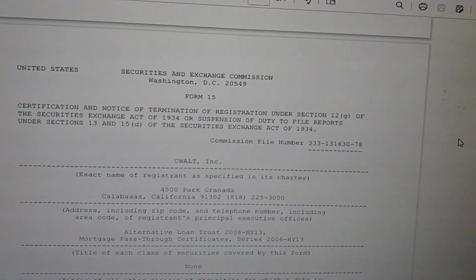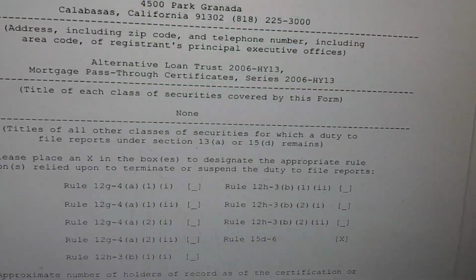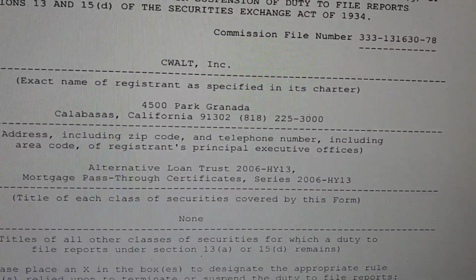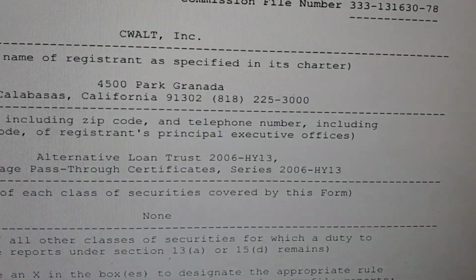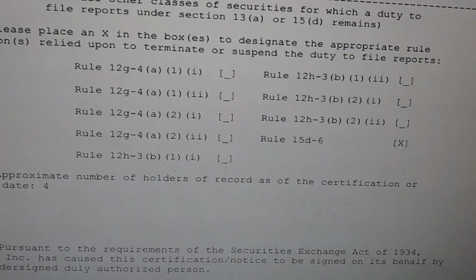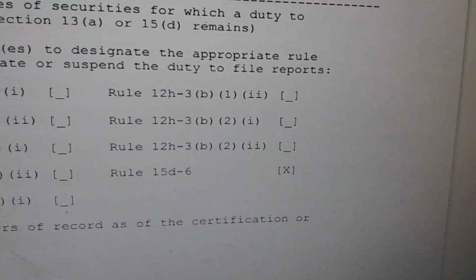And if you look here, guys, you will see the Form 15 right here. You will see that here's the loan, here's the trust name, Alternative Loan Trust 2006 HY13 right there. And if you scroll down, you'll see the check mark in the box for the 15D, and you'll see the date on here, January 29, 2007. And it's signed by Darren Bigby, Vice President.